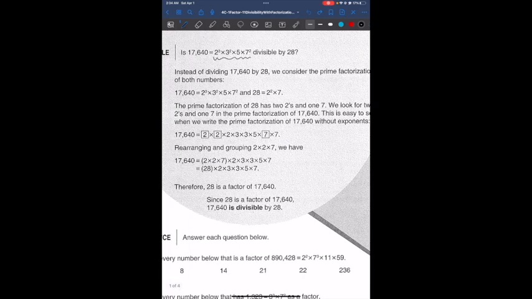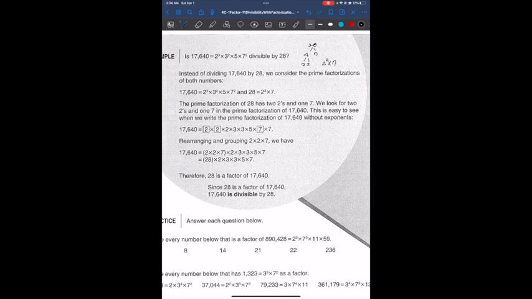The problem already gave us the prime factorization of 17,640. And for 28, we can do prime factorization to get 2 to the power of 2 times 7. So for 28, the prime factorization includes 2 twice and 7 once. And so we're going to look for that in the prime factorization of 17,640.